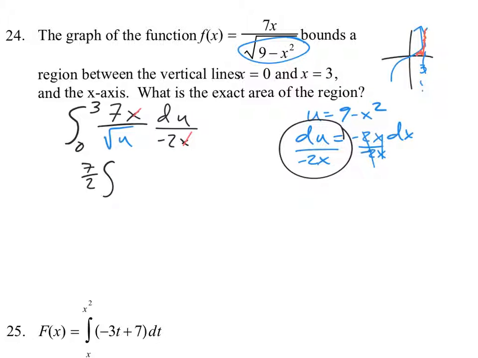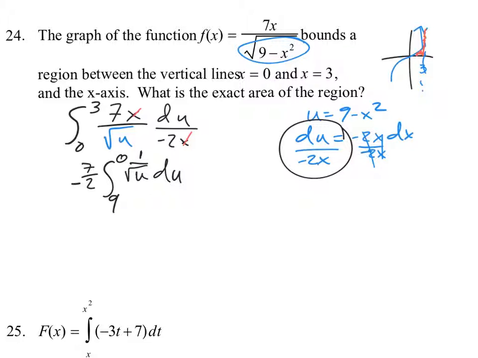So if you plug in 0 first, 9 minus 0 squared is just 9. So this just becomes 9. And then 9 minus 3 squared, well, that's going to become 0. Oh, and I forgot to bring this negative. This was a negative 2. And then we could say that this is the square root of u du. Oh, and that's on the bottom. Square root of u under 1 du.